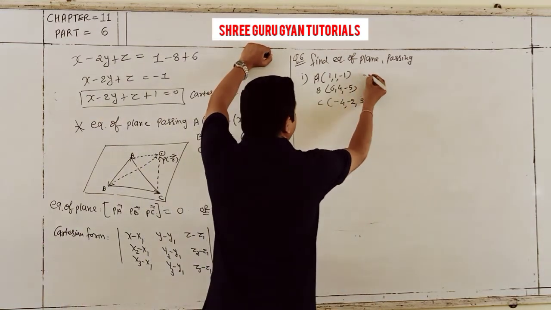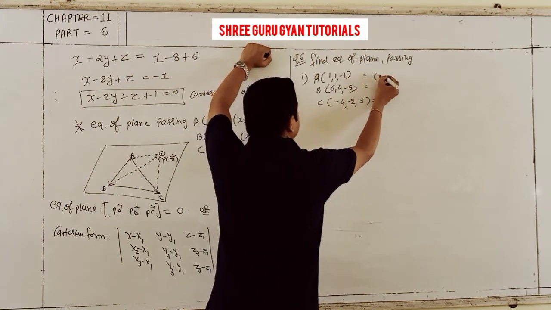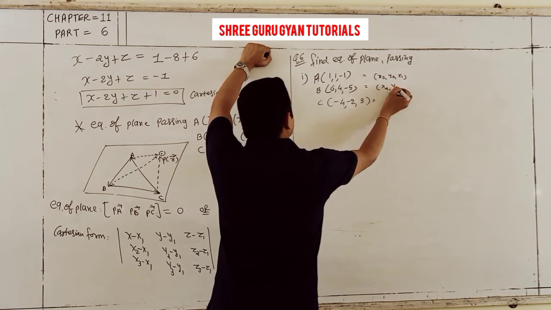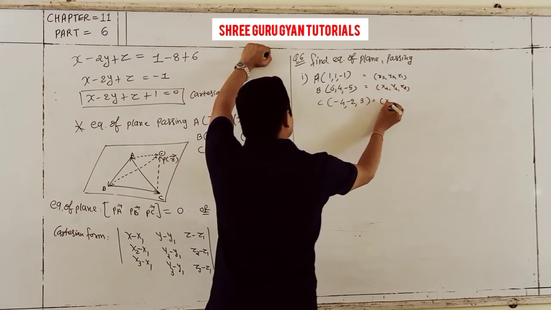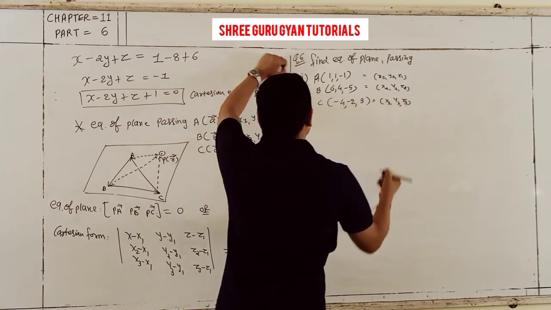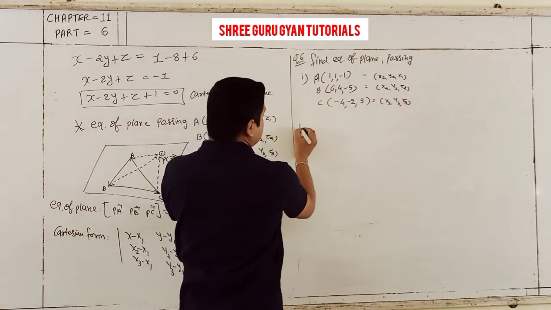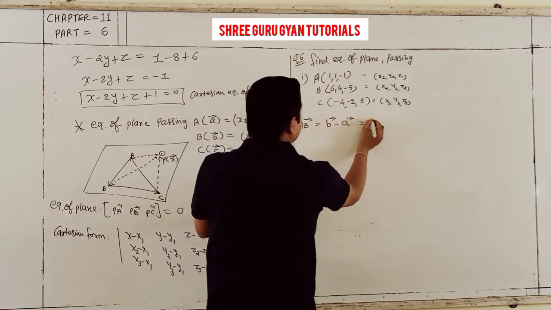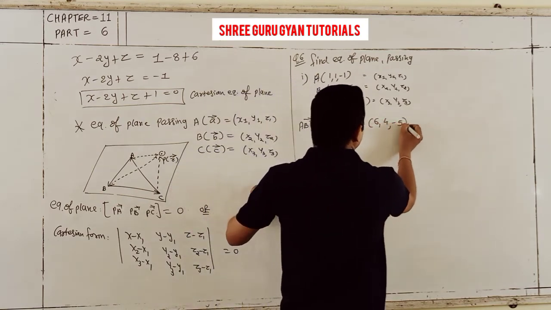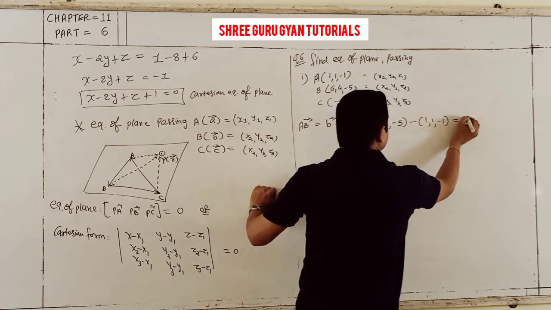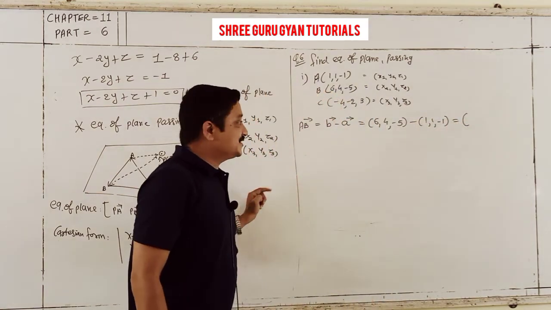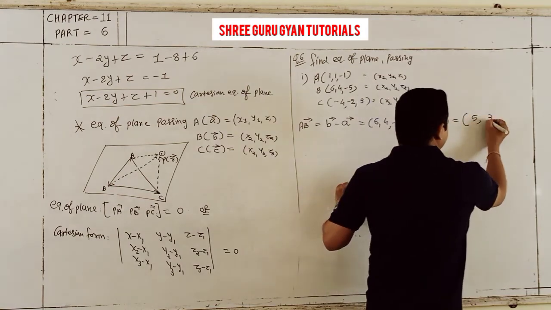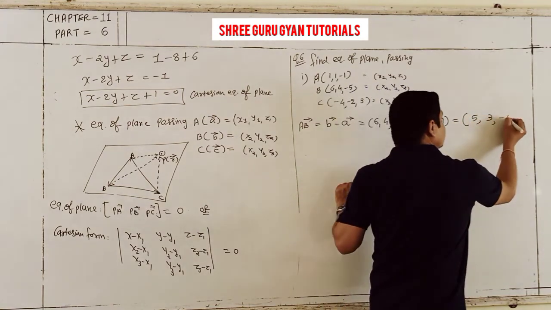So first I will derive. Please consider (x1, y1, z1), (x2, y2, z2), (x3, y3, z3), and go to the directions. First of all, the AB direction, so B minus A: (6, 4, -5) minus (1, 1, -1). My answer is 6 minus 1 is 5, here 4 minus 1 is 3, and -5 plus 1 is -4.